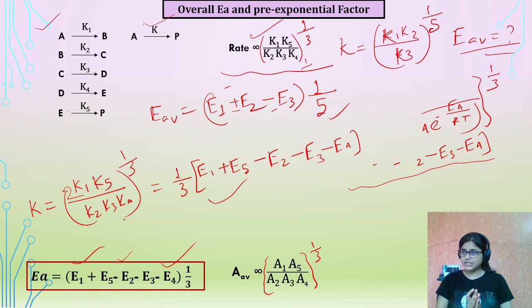are in what relation. If it is multiplied, the energy will be in plus sign. If it is divided, then the energy term will be in minus sign. And if it has any power, it will come like a multiplication. Fine. And the overall average will be just the A1, A2 like that. The A average will be like the rate constant. The same form will be there for A average.